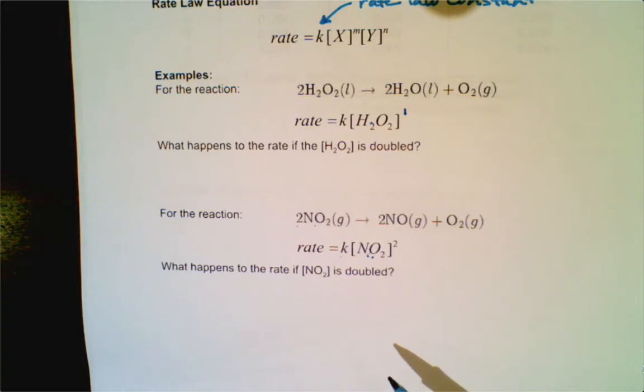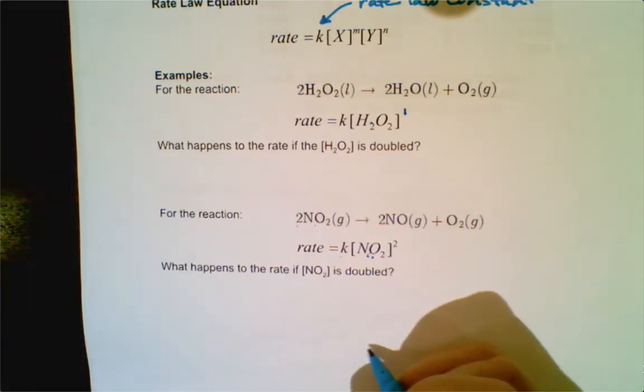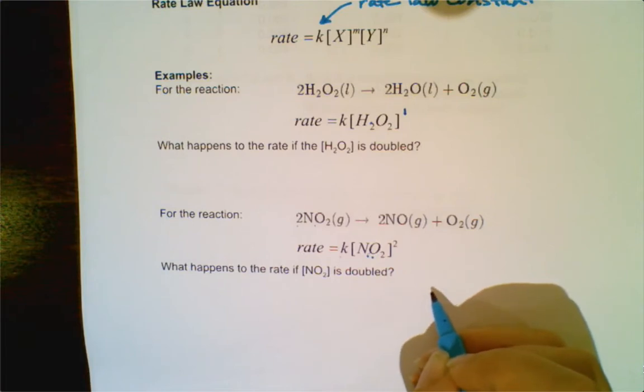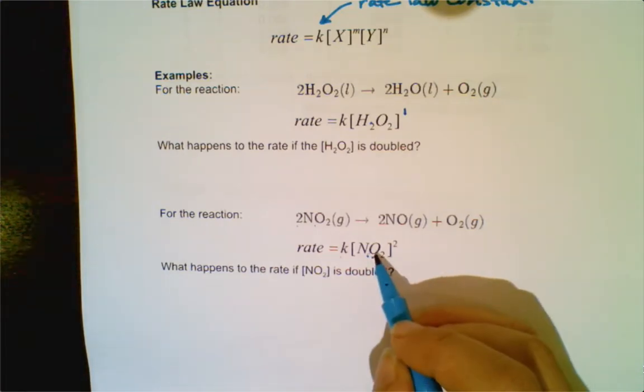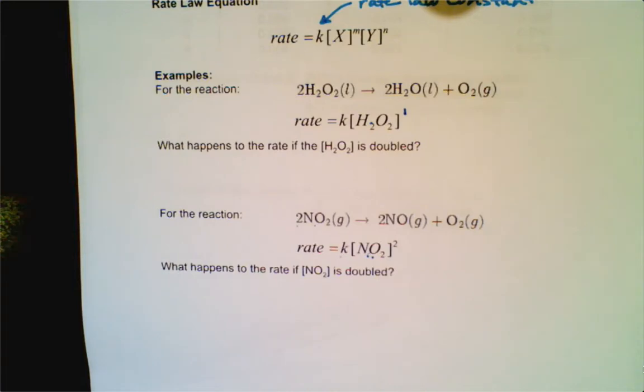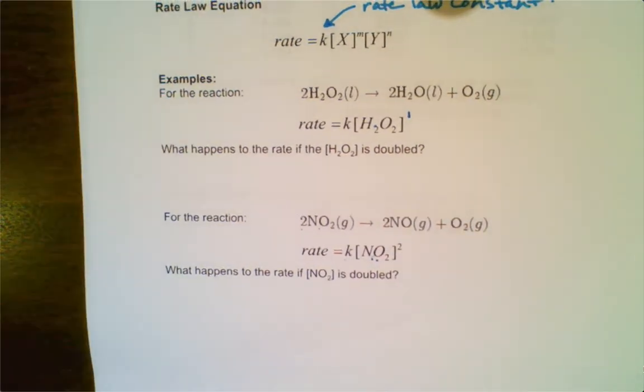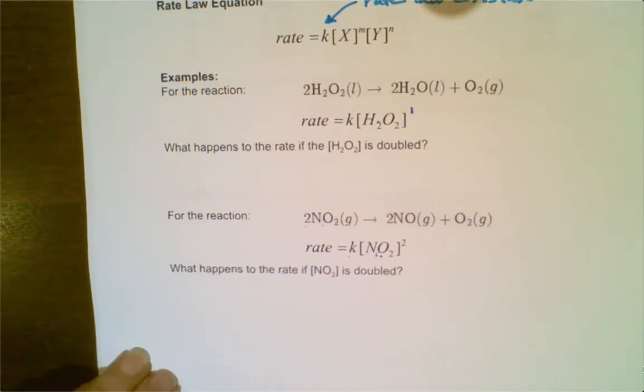And what that does is it causes your rate to sort of rise exponentially as the concentration is doubled or tripled. The rate is exponential to that concentration. So let's take a look at some experimental data.